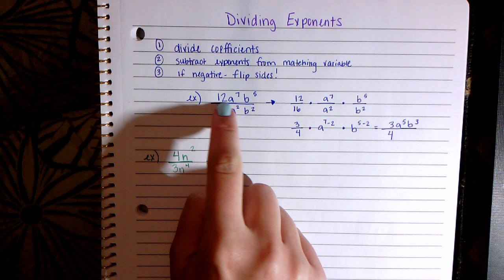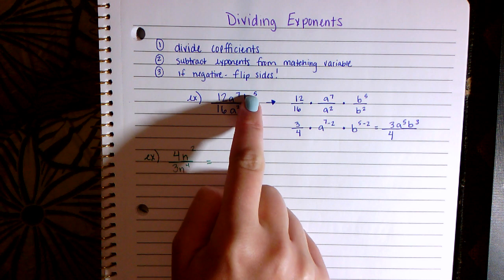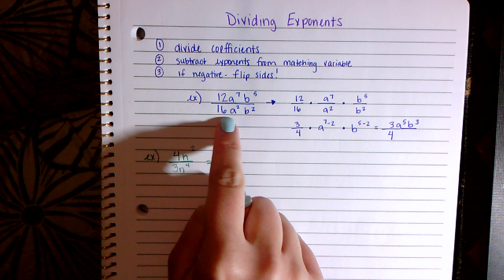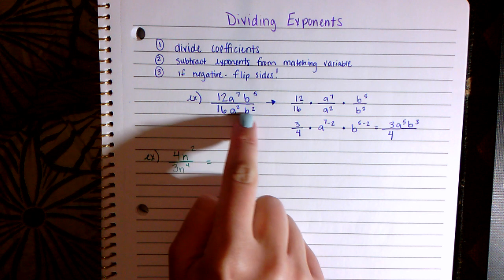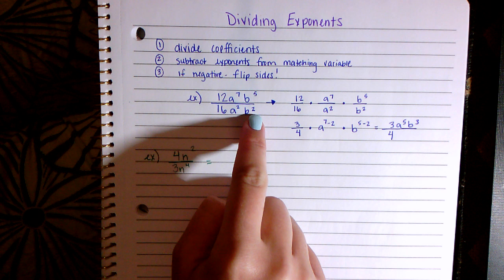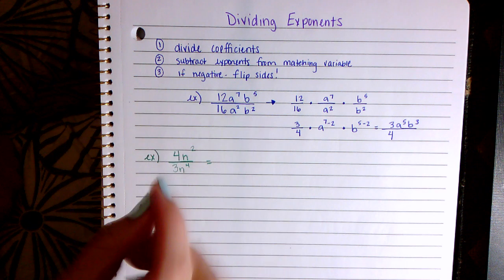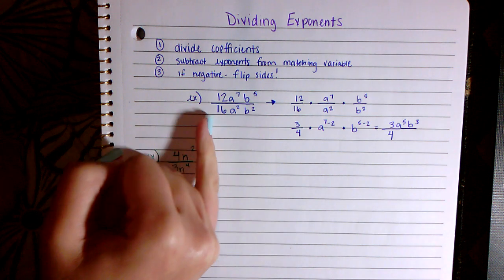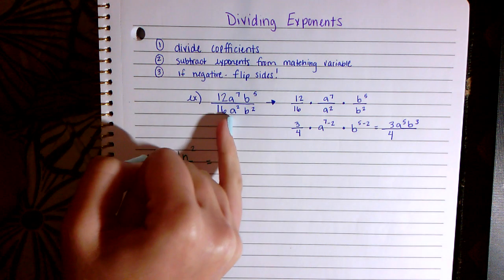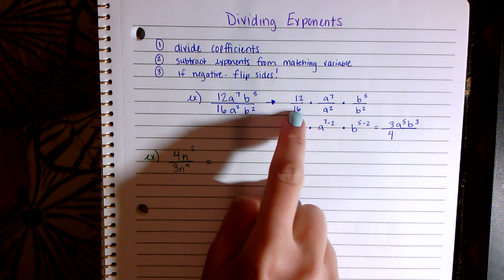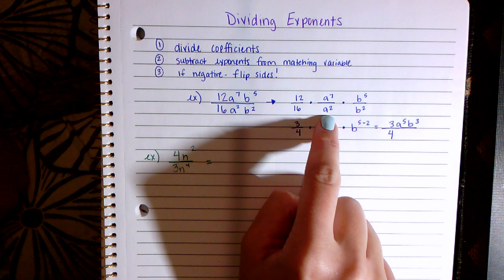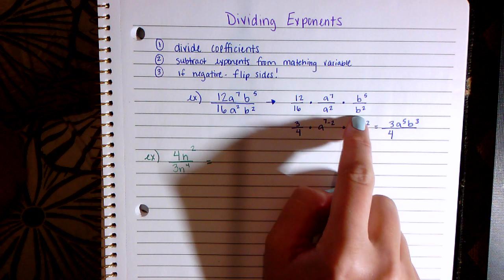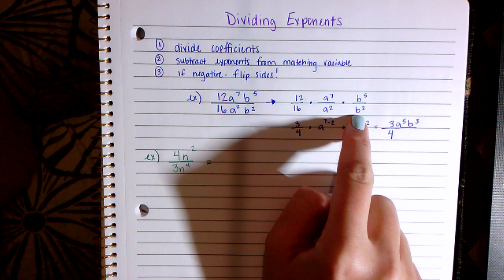But we have 12 times a to the 7th times b to the 5th divided by 16 times a to the 2nd, b to the 2nd. And I know that this is all being multiplied together because it's all side by side. Anything that is beside something is representing multiplication. So what I want you to do is look at just the coefficients and then each base letter on its own. So we have 12 over 16. Then we have the a values, a to the 7th divided by a to the 2nd. And then we have the b values, b to the 5th divided by b to the 2nd.